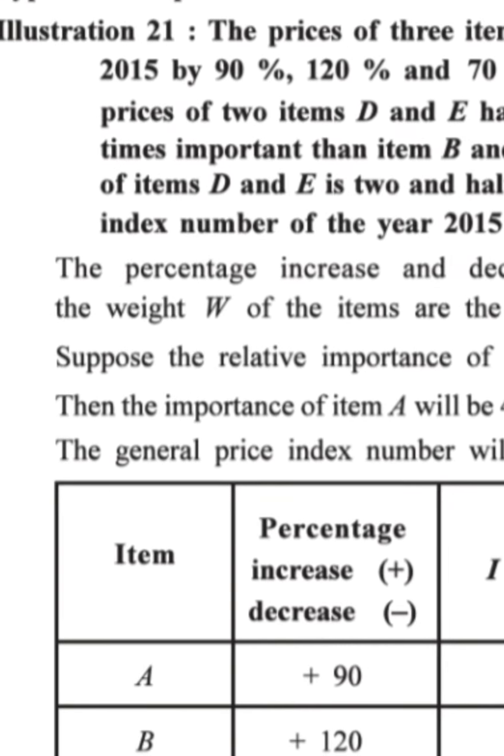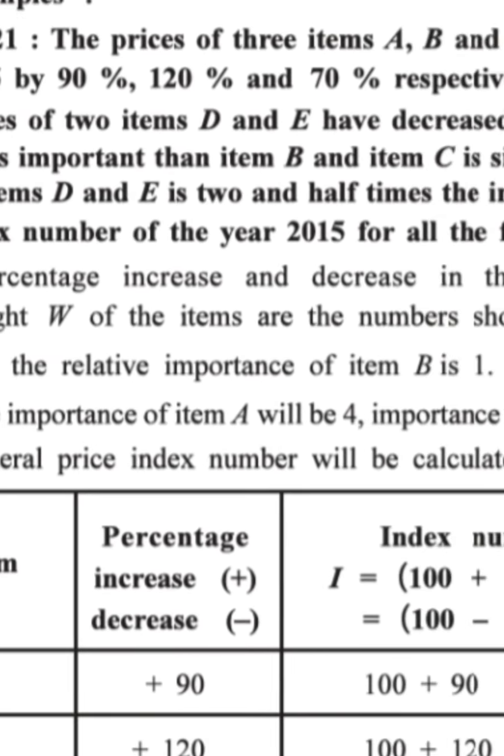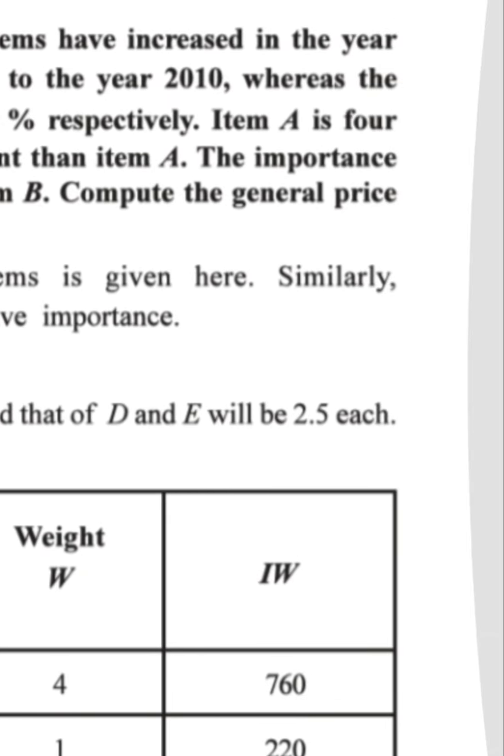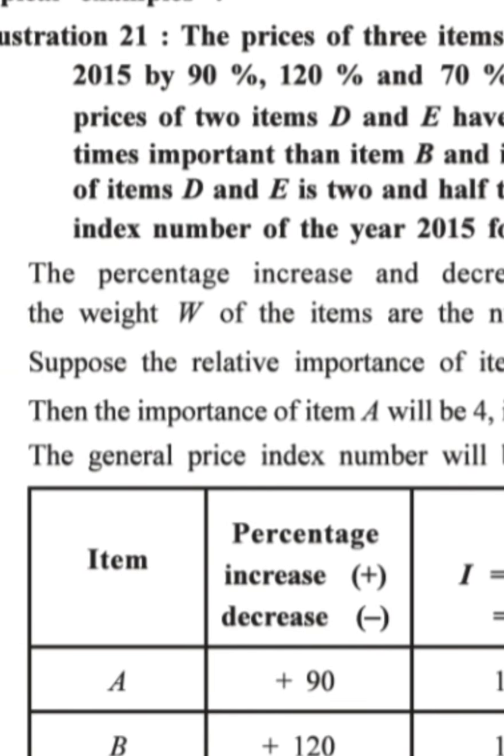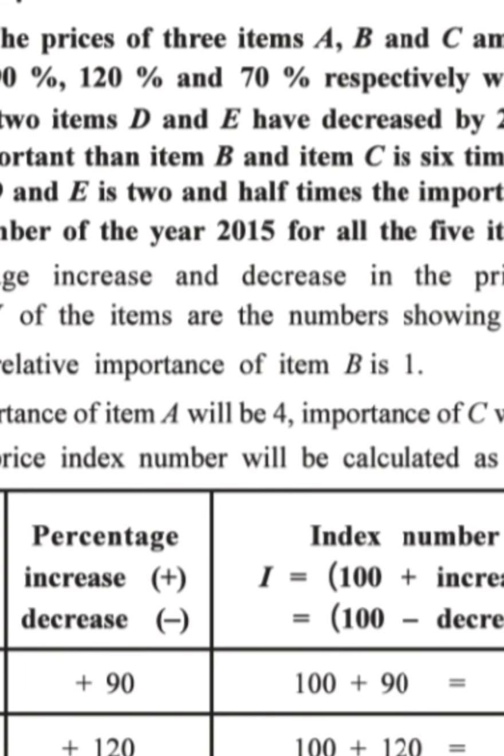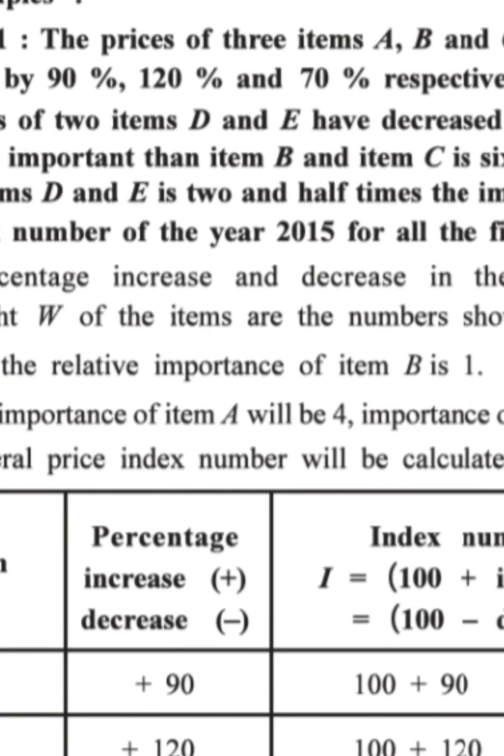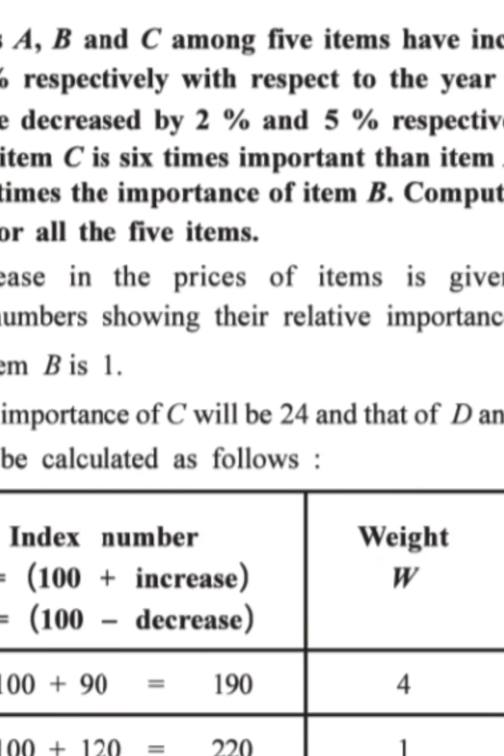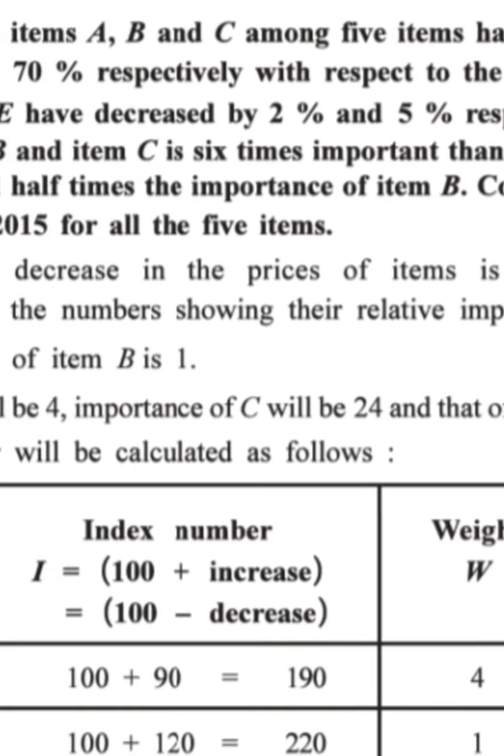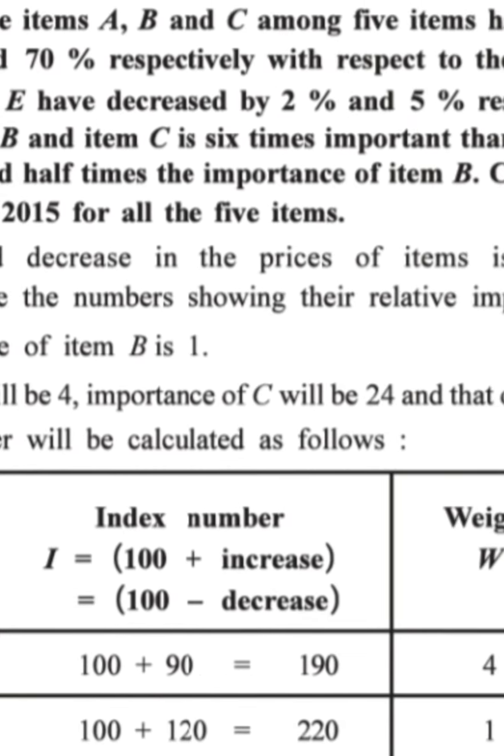Now what has been given in our 21st sum is that the prices of the 3 items A, B and C among the 5 items have increased in the year 2015 by 90%, 120% and 70% respectively. See, they have told us in the sum that there are 5 items. Out of those 5 items, for items A, B and C the prices have increased by 90, 120 and 70% respectively, with respect to the base year. What is the base year over here? 2010. What is the current year? The current year is 2015.